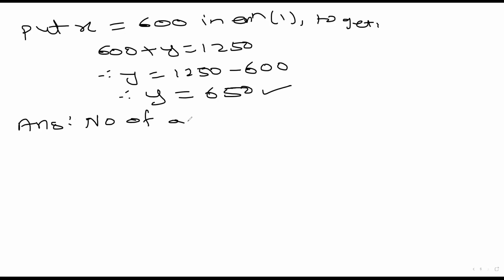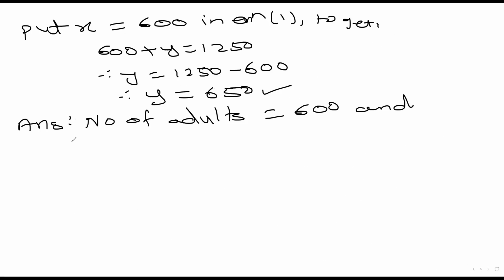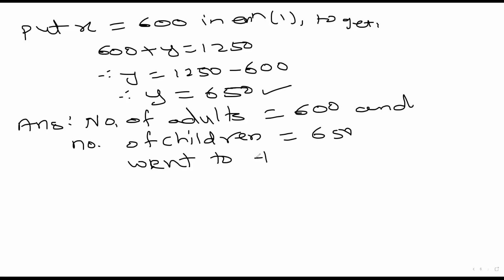Final answer should be like this. Number of adults is equal to 600, right? Because x was adults. Yes. And number of children is equal to 650 went to the circus show. Okay, that's all.